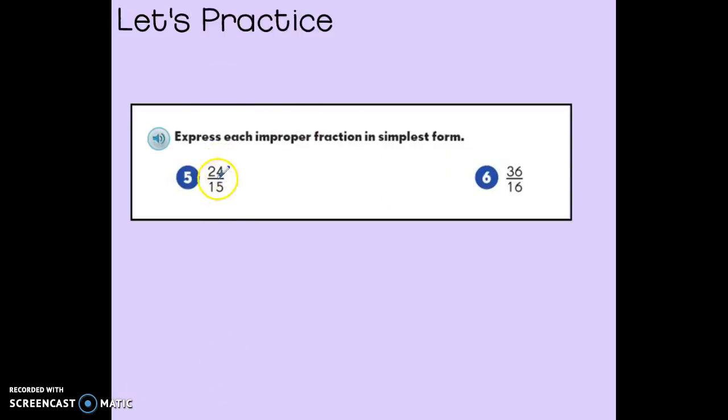Let's look at this number, 24/15. Well, I see this is an even number. I know I can cut this in half. 15 is not an even number, so I can't cut that in half. So I know that I can't divide them each by 2. Let's see if I can divide each of them by 3. Well, 24 divided by 3 is 8. 15 divided by 3 is 5. I now have an improper fraction, 8/5, and I know that there is no number that goes into both of those numbers, so I now have the simplest form of an improper fraction.